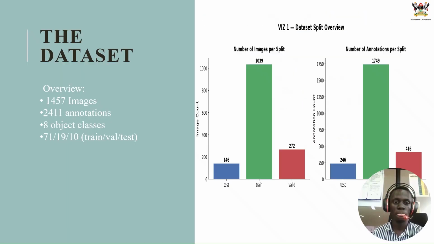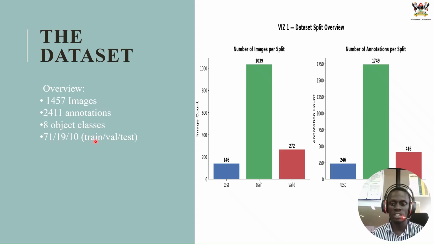So this is our dataset that I was talking about. It's called Hospital 314 RIU from Roboflow. It has 1,457 images and 241 annotations. It has 8 object classes, and this is its split.